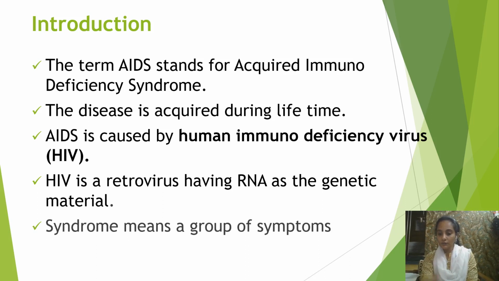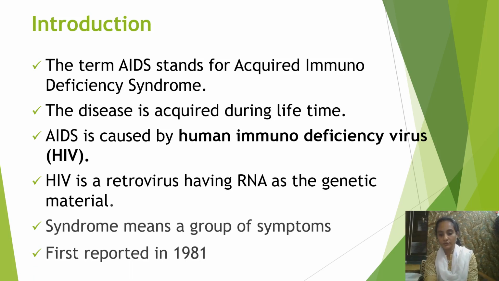Again, we define what a syndrome is: a group of symptoms. Clear? So HIV is a group of retroviruses, their genetic material is made up of RNA, and they show a group of symptoms. The first case of AIDS was reported in the year 1981. So this is an introductory part about AIDS.